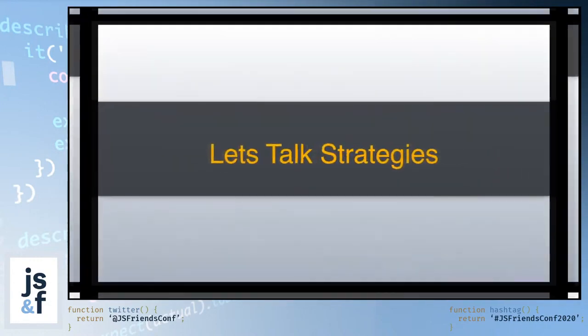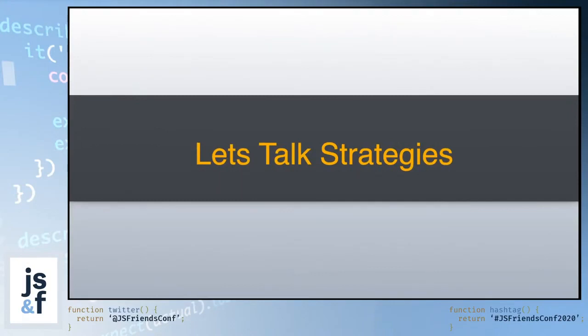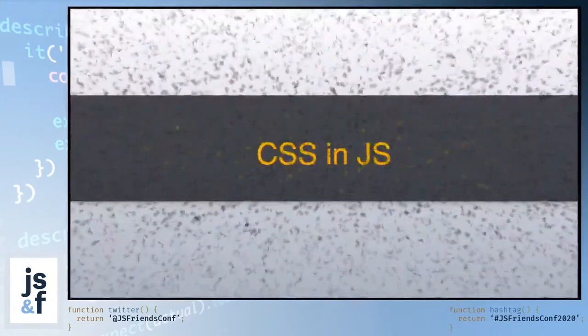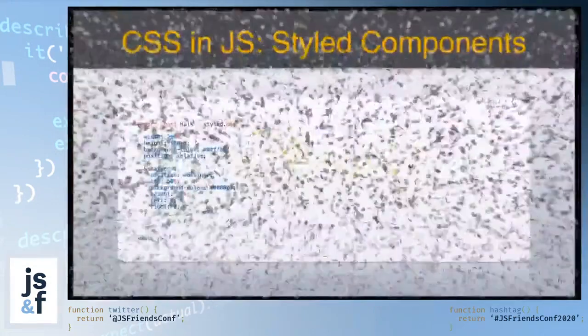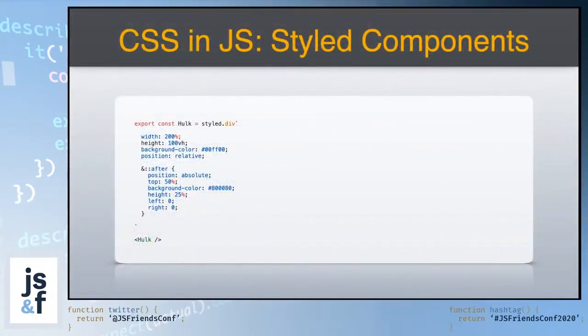So let's talk about some strategies. One that has gained a lot of movement in the last few years is CSS in JS. And a good example of this type of approach is styled components. So using this approach, your HTML, CSS, and JavaScript are bundled together more like how they would be for a common component. All of your CSS is kind of contained in the same file as your markup.